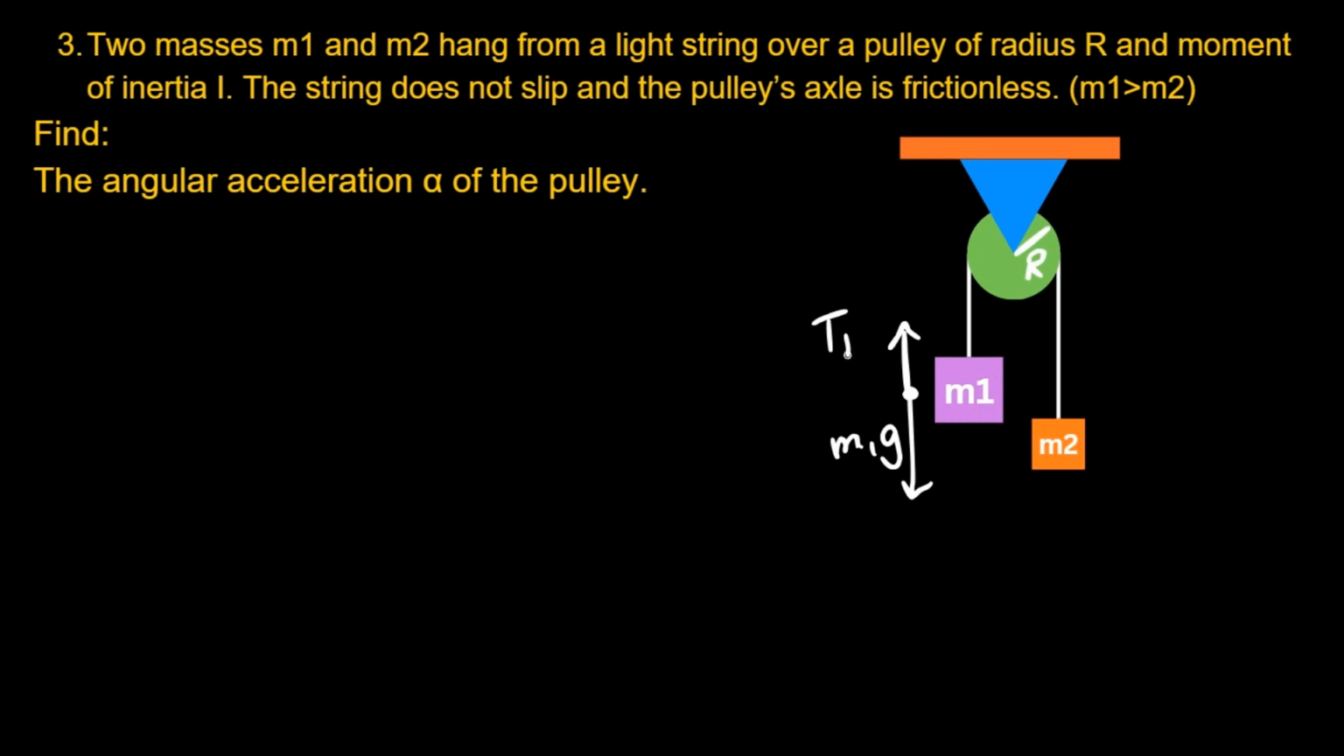Next, we're going to draw the force diagram for the two masses. So for m1, there's a gravity force pulling it down, which we'll label m1g, and there's a tension force pulling it up. We'll label that T1. For m2, there's a gravity force pulling it down.